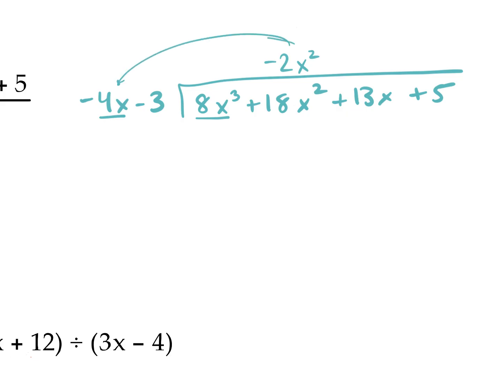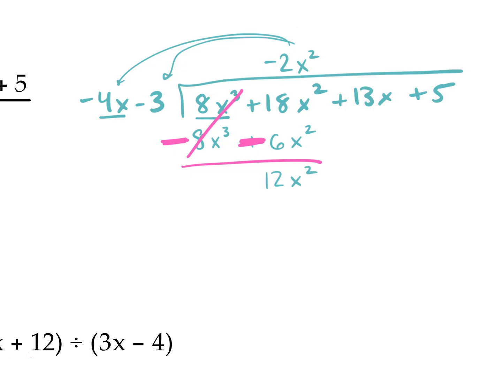Next, we want to multiply what we wrote up top with both things out front. So we get 8x to the third power plus 6x squared. Then in this step, right after we multiply, we change the signs of both of these things and combine. So the 8x cubes will cancel. Your first ones are always going to cancel out. 18x squared minus 6x squared would be 12x squared. Then we do the same thing again. We're going to divide 12x squared by negative 4x. What's 12x squared divided by negative 4x?